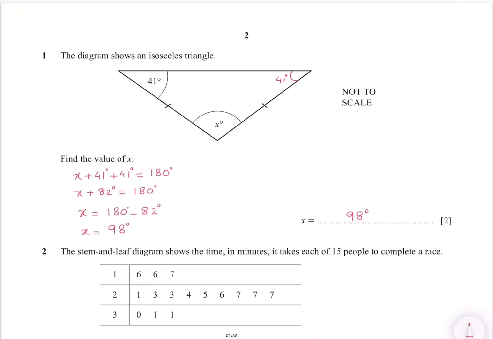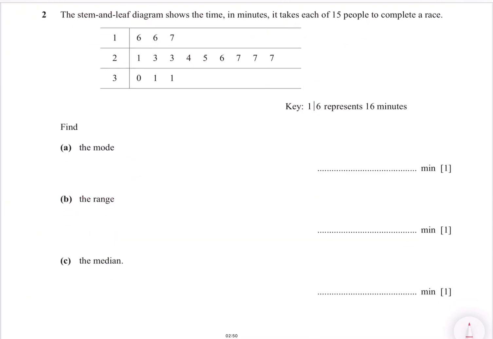So in the second question, this is a stem and leaf diagram and the key says 1|6 represents 16 minutes. On the stem side it's written 1, 2, 3, and on the leaf side the values are written 6, 6, 7, 1, 3, 3, 4, 5, 6, 7, 7, 7, 0, 1, 1. So 1 and 6 means 16, 1 and 7 means 17, 2 and 1 means 21, 3 and 0 means 30.